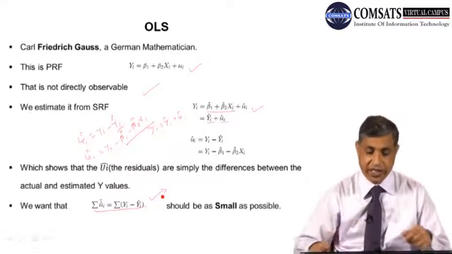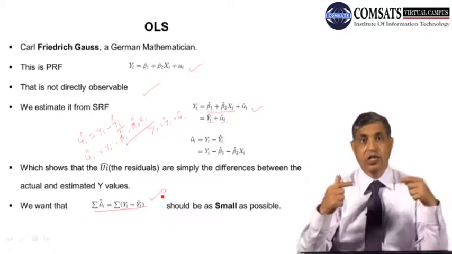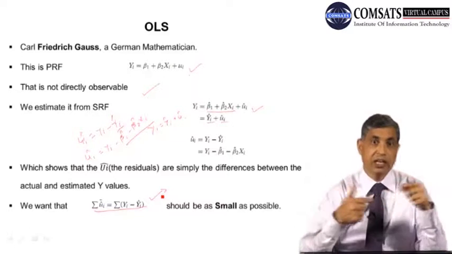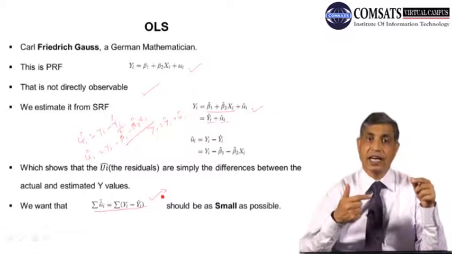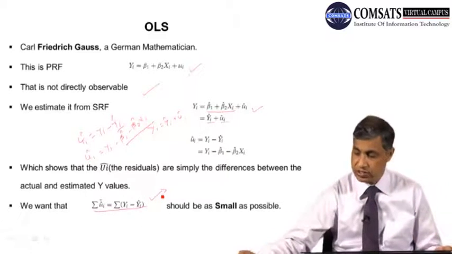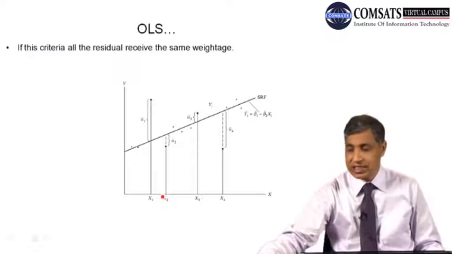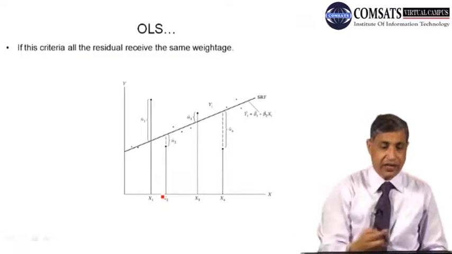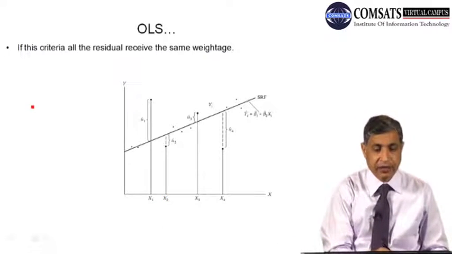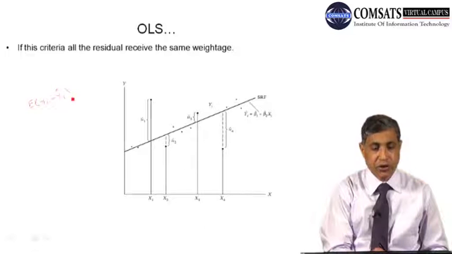Because if there is a small unexplained part, y_i hat will be converging towards y_i and there will be no difference. Now we have to see whether this thing is justifiable. As I said, if we are interested in taking the summation of y_i minus y_i hat to be minimum, is it justifiable?